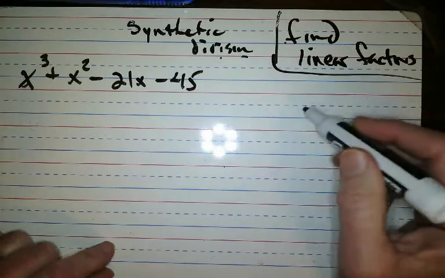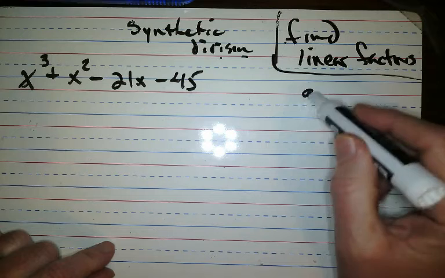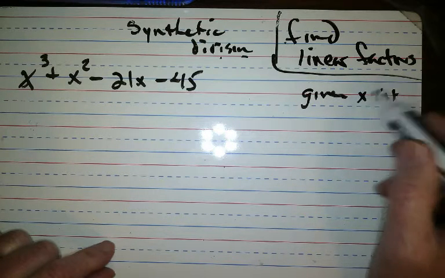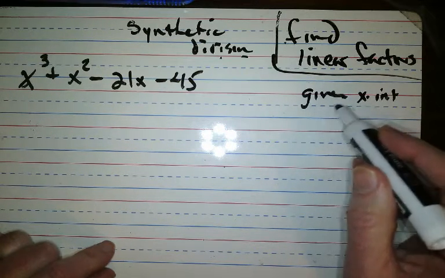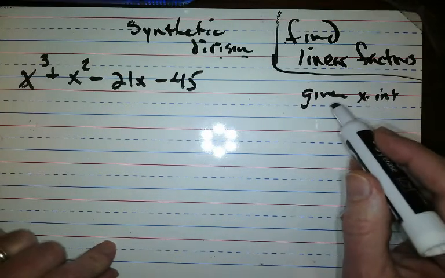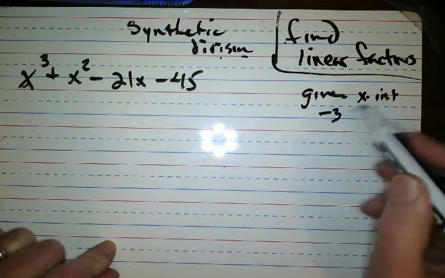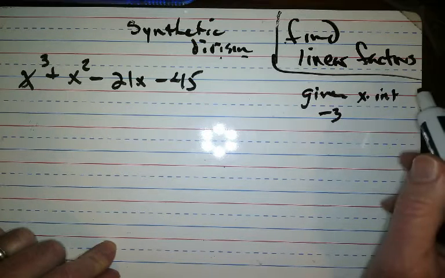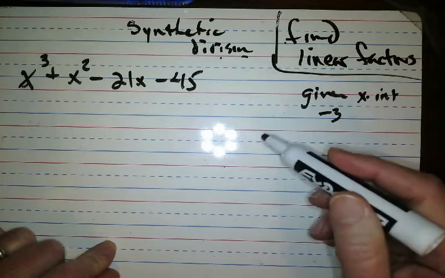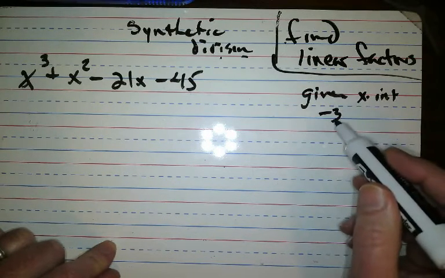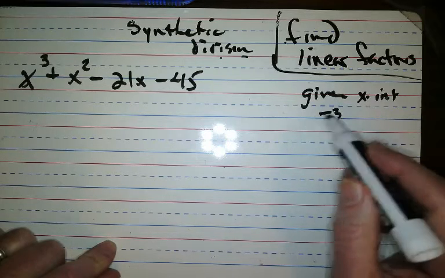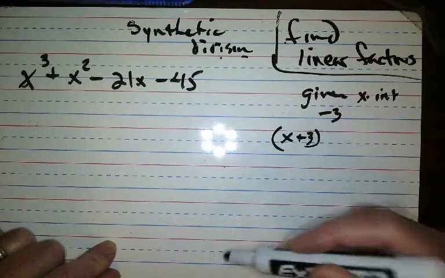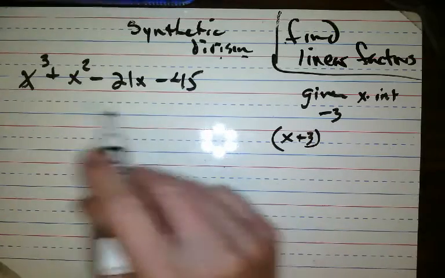Now, they're still going to give you one of the x-intercepts. So cool, I know one of the x-intercepts is -3. I am not finding all the other x-intercepts, although I could. I'm finding the linear factors. Now, I know one of the factors already has to be x plus 3, because that's the one that goes with that, right?